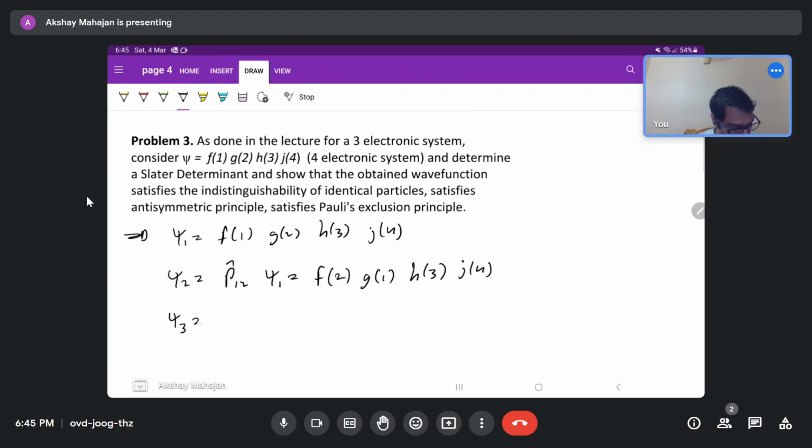Now similarly, we can have psi cap 3, which will be 1, 3, on this psi1 itself as done earlier. Now what is psi1, and we have to do this 1 3 combination, so we have to interchange 1 and 3. So let me just write F, G, H and J. Now 1 and 3 will be interchanged, so F will have 3, H will have 1, and G and J will have 2 and 4.